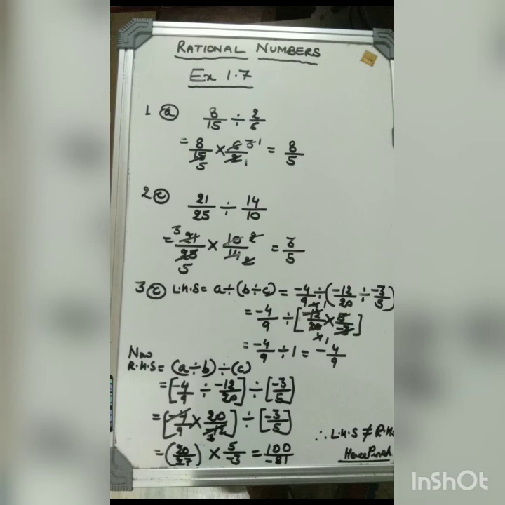Now, we will start with question number 1. I am doing 1a: 8 by 15 divided by 2 by 6. Here you are supposed to divide 8 upon 15 by 2 upon 6. I am not trying to cancel the common factors first. Stick to one method only: change division to multiplication and take the reciprocal of the second rational number. So 8 upon 15 into 6 upon 2.